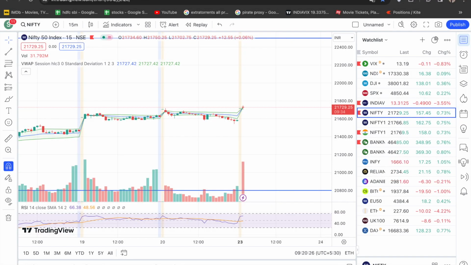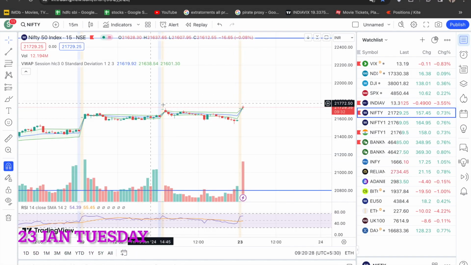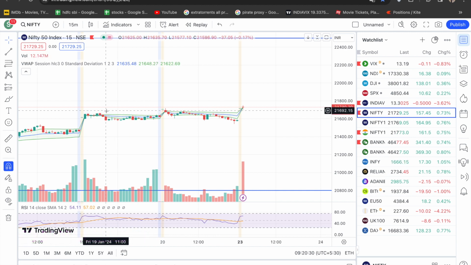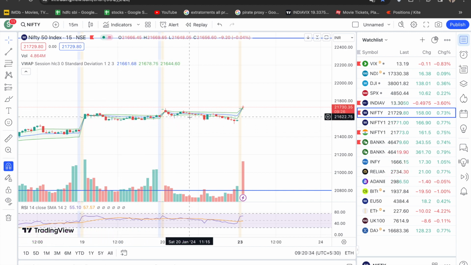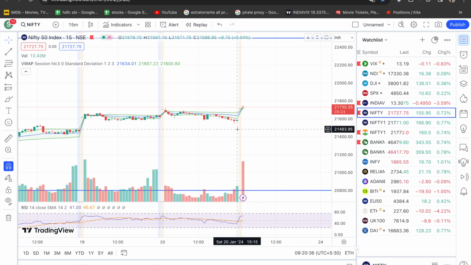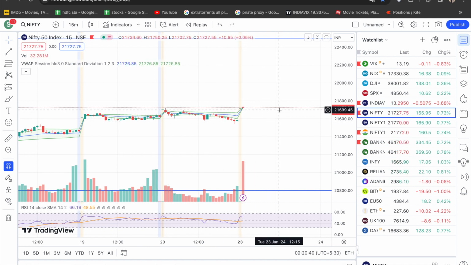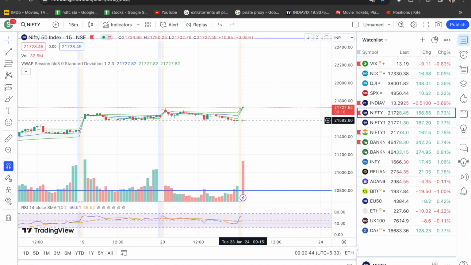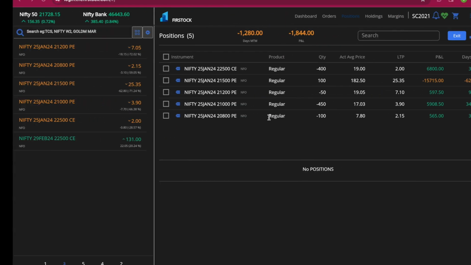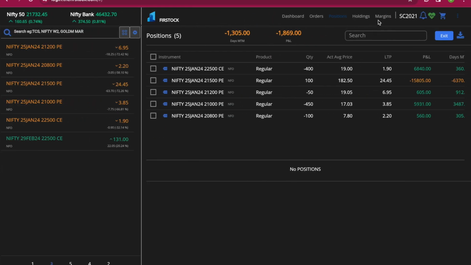Today is 23rd of January, Tuesday, 9:20 a.m. And we could see that the Saturday session was quite flattish, and after that, Monday was a holiday. So today is directly Tuesday. You can see that the India VIX has fallen down a little bit, and the market, I think, will be flattish only.